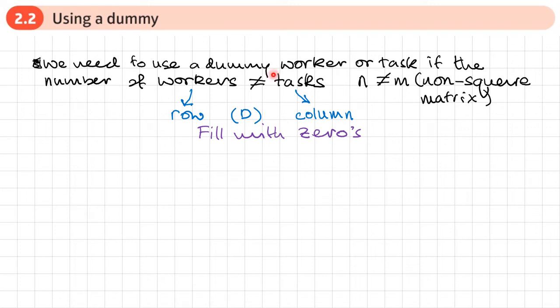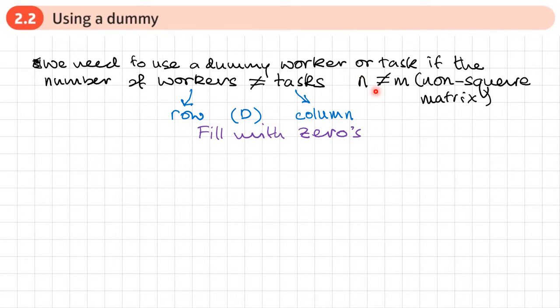This is the second section of chapter 2, allocation problems, and this section is on using a dummy. Now we need to use a dummy, a worker or a dummy task if the number of workers is not equal to the number of tasks. So we might have more workers than tasks or more tasks than workers.